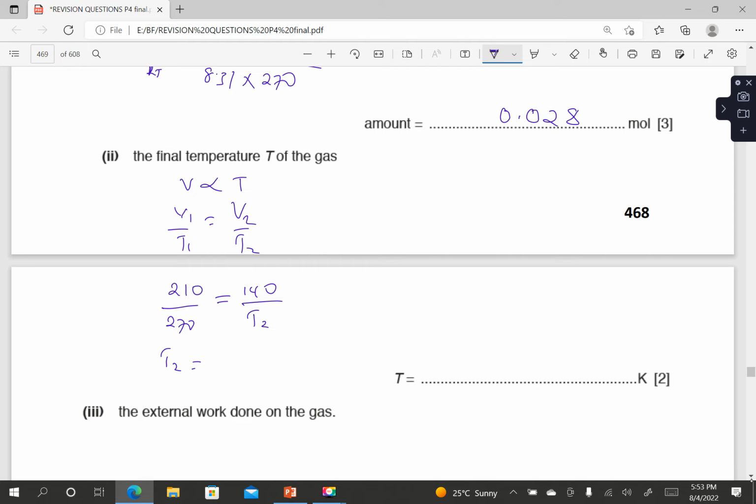T2 is going to be equal to 270 over 210 times 140. So this is giving me 180 Kelvin. You can also verify.